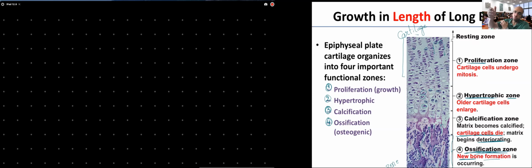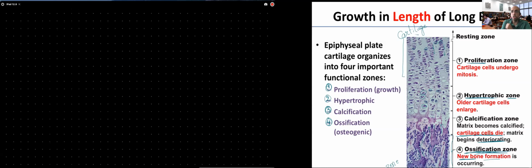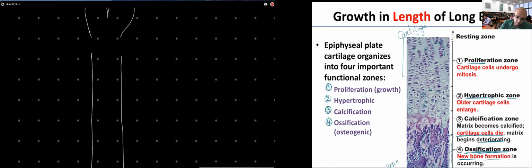So what do you think? Can you become taller? Can you grow your long bones in length right now? No. Why? Because simply you don't have any more of the epiphyseal plate. So this is my proximal epiphysis. This is my diaphysis, like this. And in between, we've got the epiphyseal plate, which is formed of hyaline cartilage.